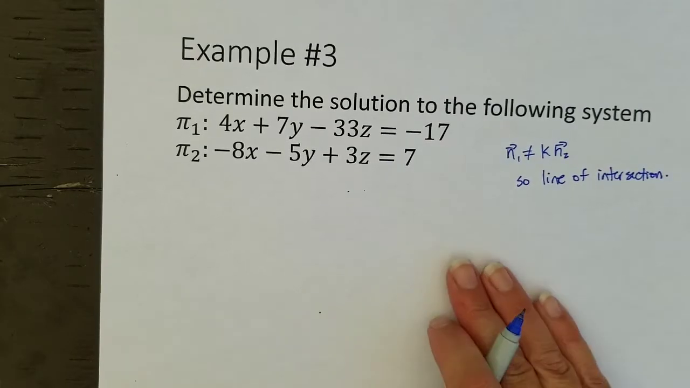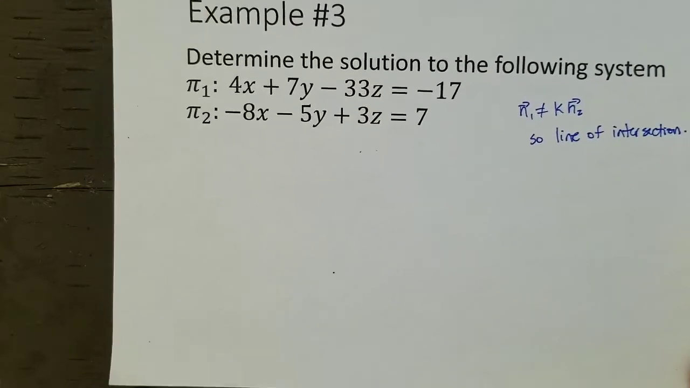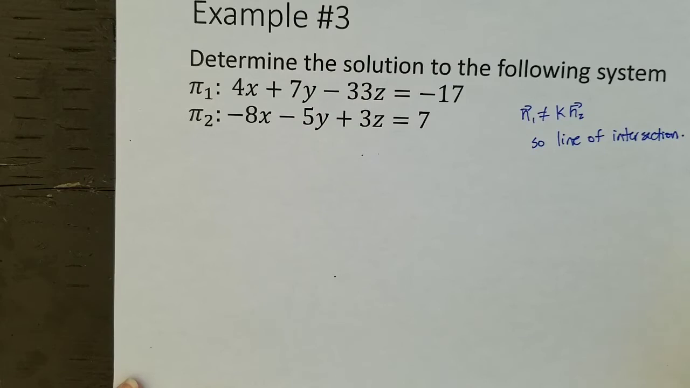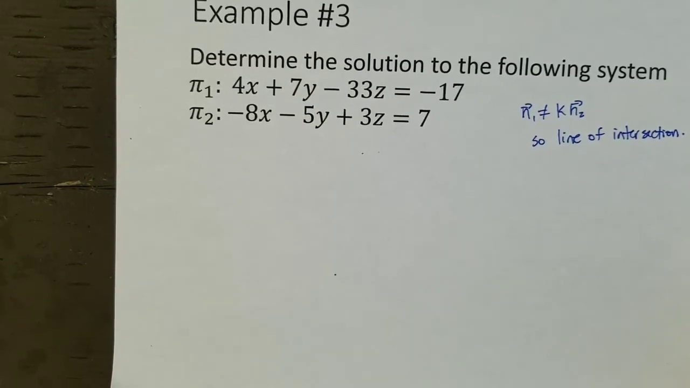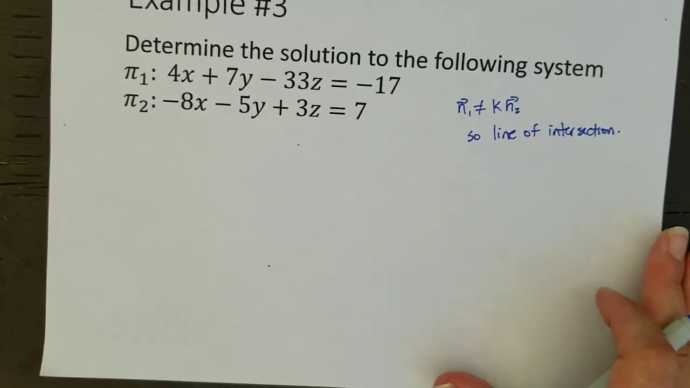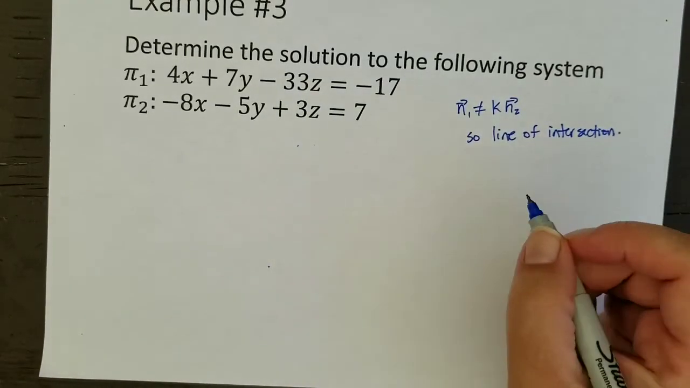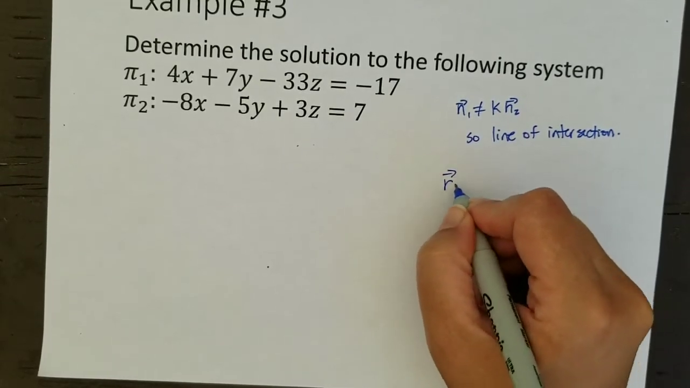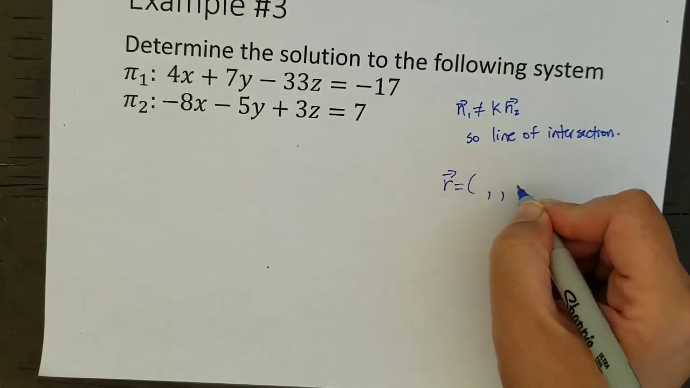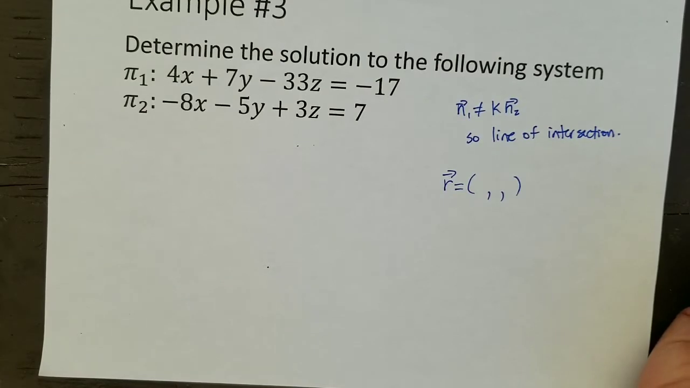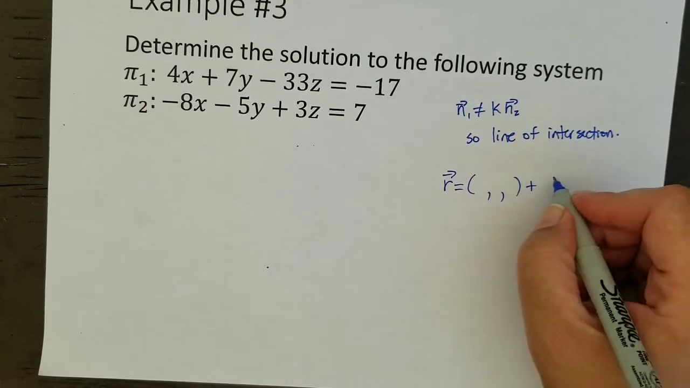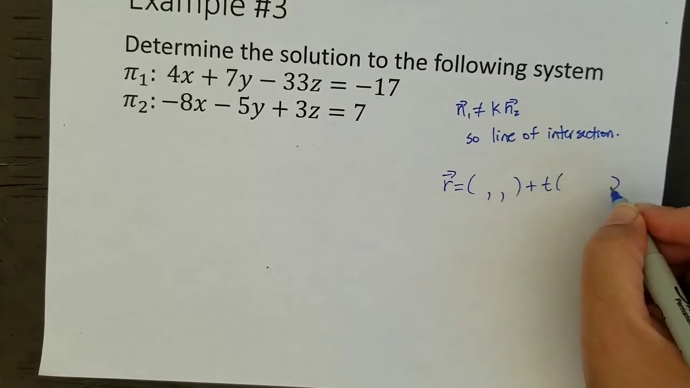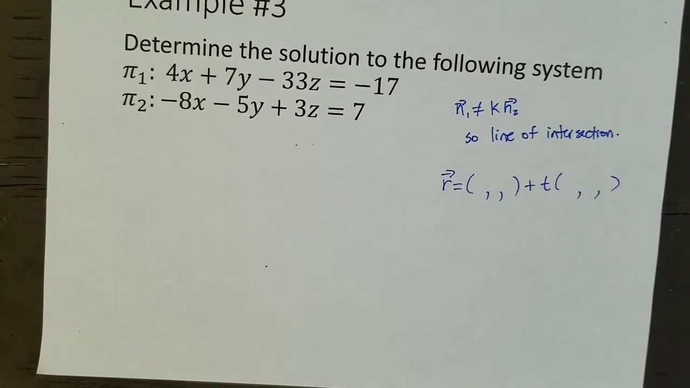Okay, now this tends to be the hardest one for people to wrap their heads around how to solve. So if we know that there's a line of intersection, I'm just going to build the framework for this line here. So r equals, I'm going to have a position vector and a direction vector for that line.